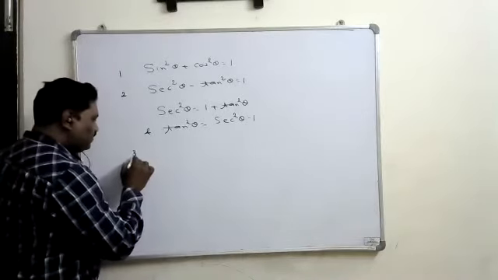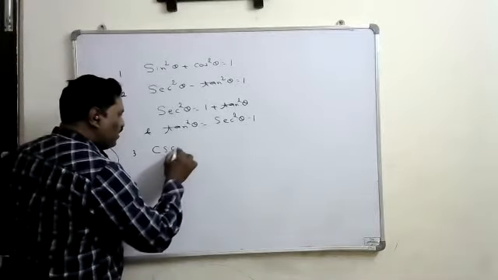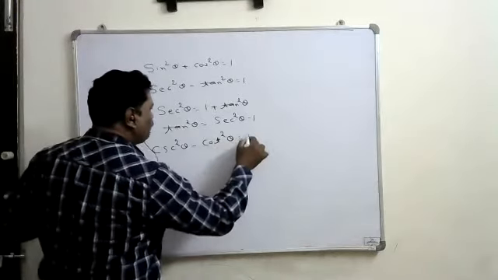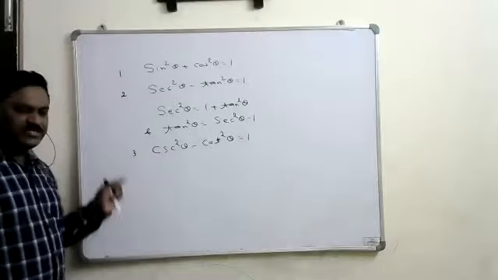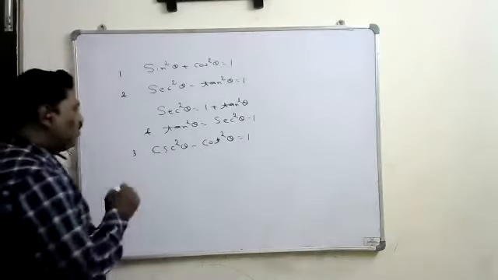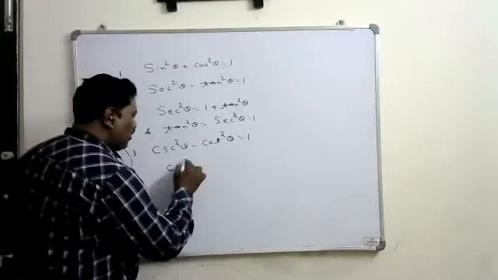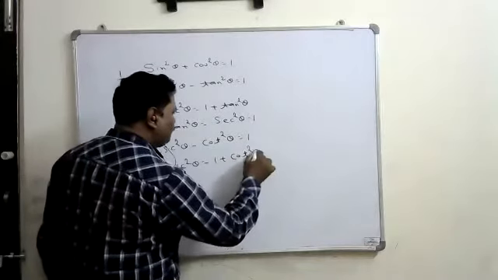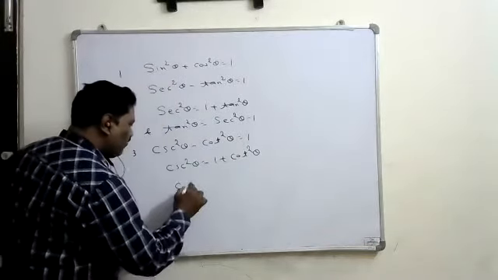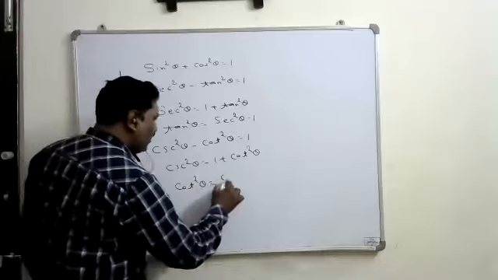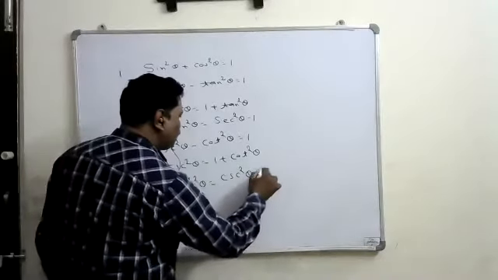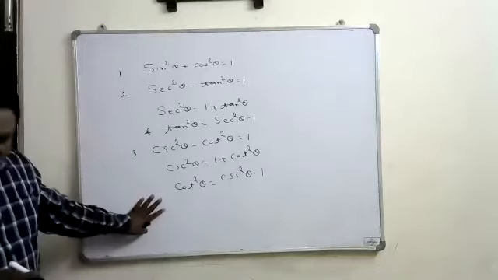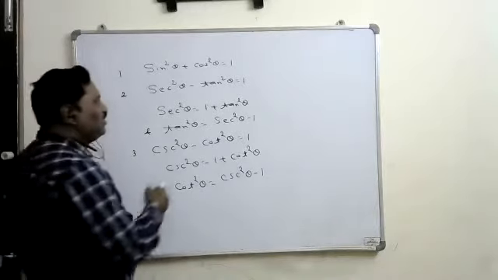And the third one is cosecant square theta minus cot square theta is equal to 1. From this, cosecant square theta we can write as 1 plus cot square theta, and cot square theta we can write as cosecant square theta minus 1. Okay. So from these three identities, we can also take this formula.